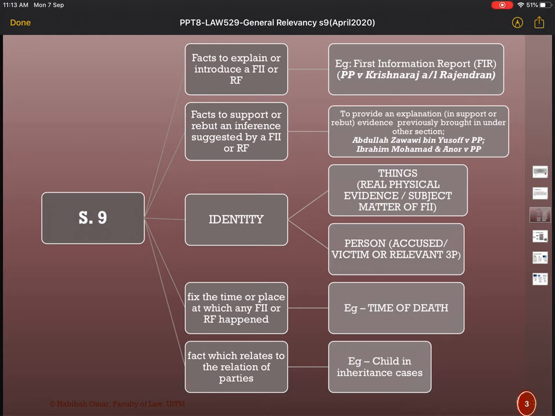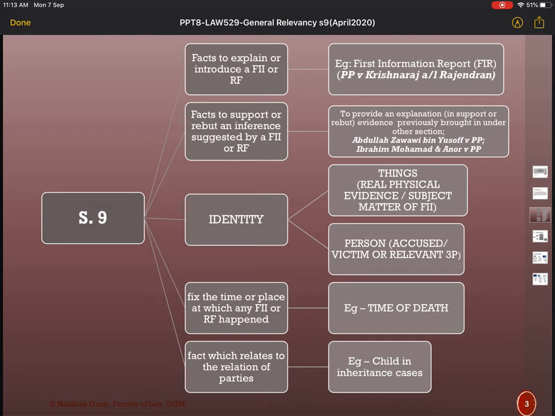Basically, under Section 9, in our previous discussion, we understand that evidence relevant to Section 9 can be separated into five categories of relevance. That is, facts to explain or introduce facts in issue or relevant fact, and facts to support or rebut inferences suggested by facts in issue or relevant fact. We have discussed in our last lecture evidence relevant to fixed time or place in which facts in issue or relevant fact happened, and the one that accords relationship of party.